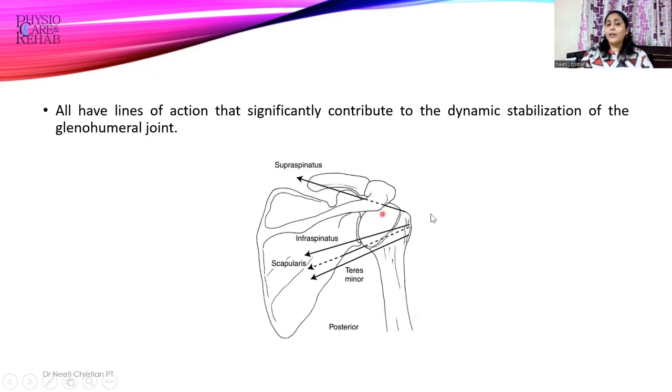All of them have lines of action that significantly contribute to dynamic stabilization. Here you can see the line of action. For supraspinatus, it is going superiorly. For infraspinatus, teres minor, and subscapularis, the dotted line which you can observe here is oblique, but it is going in an anterior direction. So these are the lines of action.